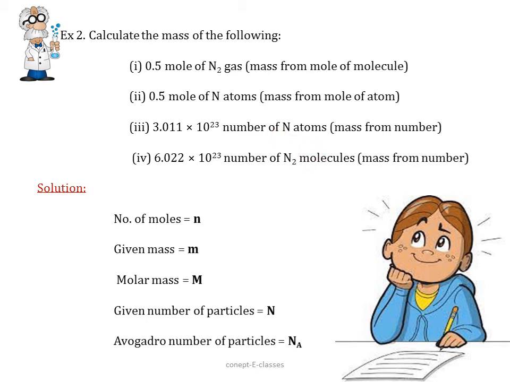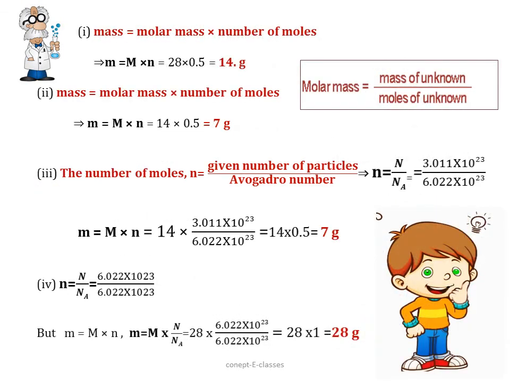Just the same, for the solution, the number of moles is n, the given mass is m, the molar mass is M, the given number of particles is N, and Avogadro's number of particles is Na. So let's solve the problem. In the first case, we have to calculate the mass from 0.5 mole of N2 gas. We know that the molar mass is equal to the mass of a substance in grams divided by the number of moles, or the amount of substance in moles. So in order to calculate the mass, we multiply the molar mass by the number of moles. Mass is equal to molar mass times number of moles.